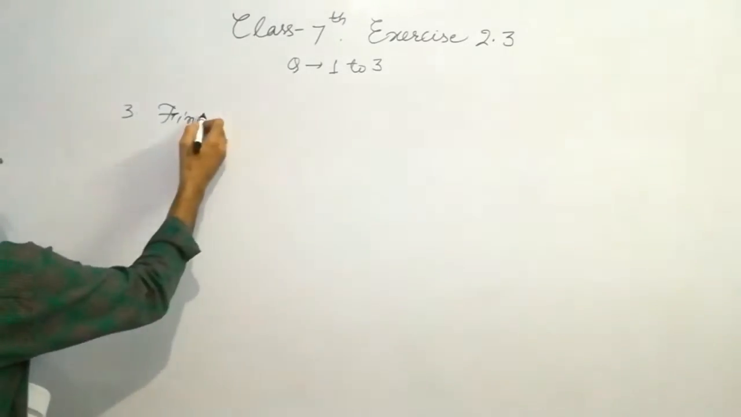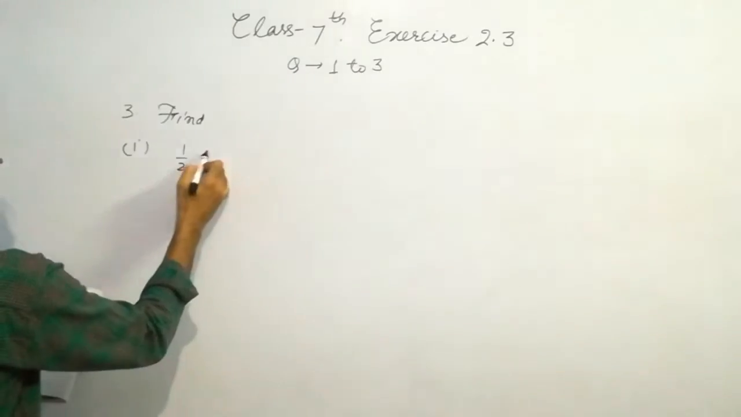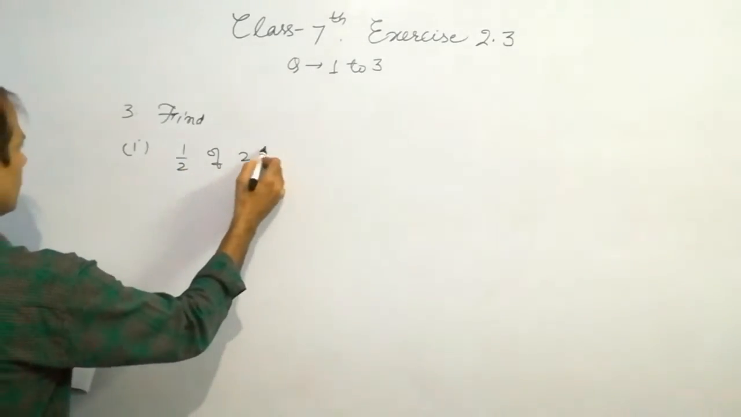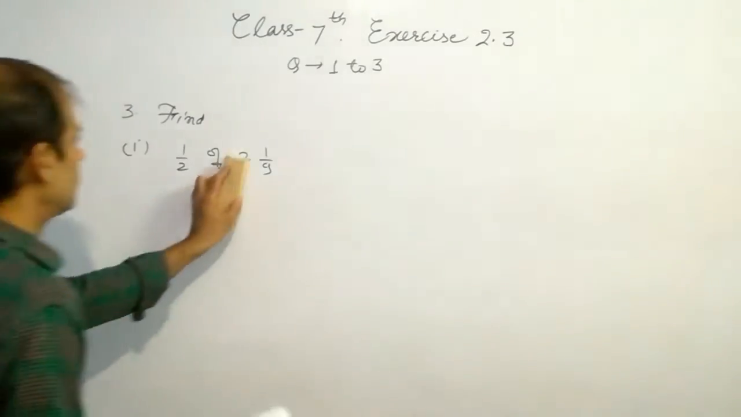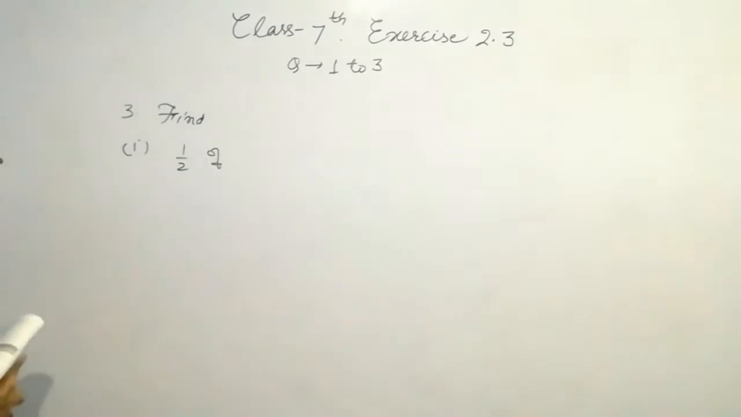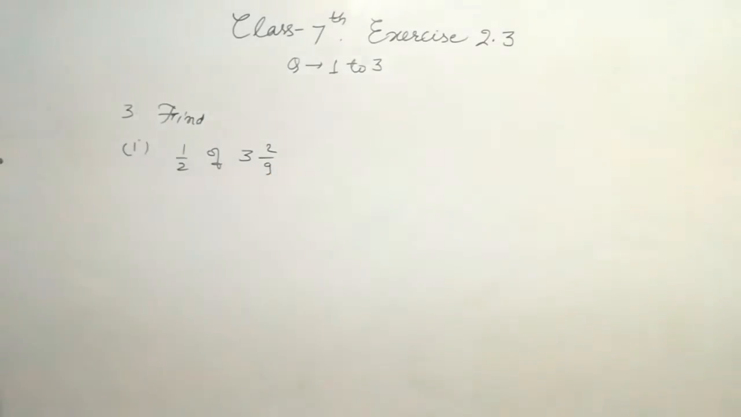Okay, first part is find 1 upon 2 of 2 and 1 upon 9. It is 1 upon 2 of 3 and 2 upon 9. Now see what is special in this question.